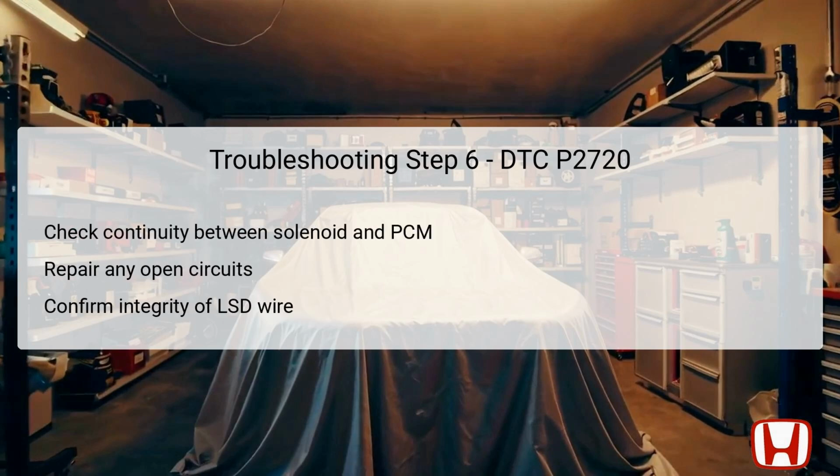In the sixth troubleshooting step for DTC P2720, maintain the disconnection of the AT clutch pressure control solenoid valve D 2P connector, while also keeping PCM connector B disconnected. Continuity testing needs to be performed between test points 1 and 2 again, with test point 1 being the number 2 terminal of the AT clutch pressure control solenoid valve D, and test point 2 located at the number 9 terminal of the PCM connector B.